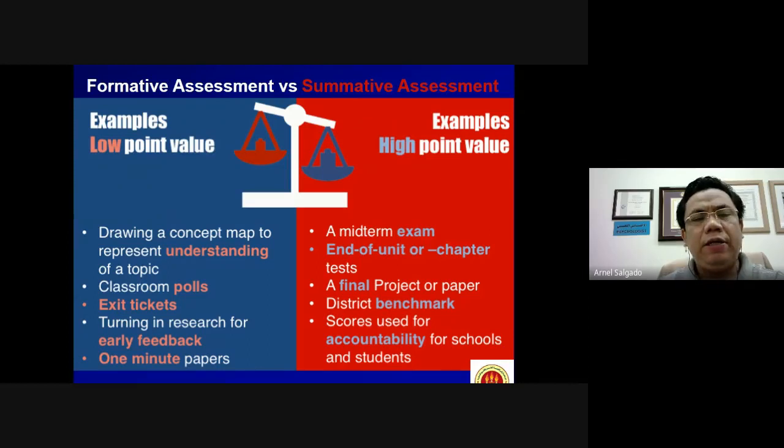It will also be classroom polls, exit tickets, turning in research for early feedback, and sometimes 1-minute papers. Just give the quiz and you answer them. For high point value, we give midterm exams or end of unit chapter examination, the final project or paper, the examinations as such.